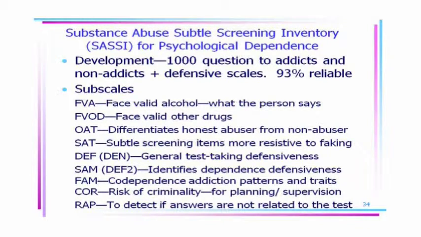COR is risk of criminality. In other words, do they have a high risk? Do they have a lot of criminal activity in the past? RAP is to detect if the answers are not related to the test. The RAP really tells us if they've been honest in answering the questions.